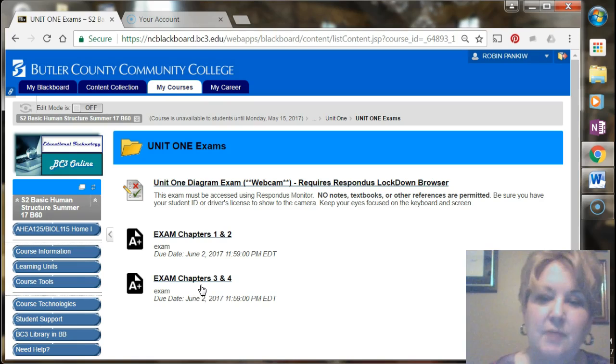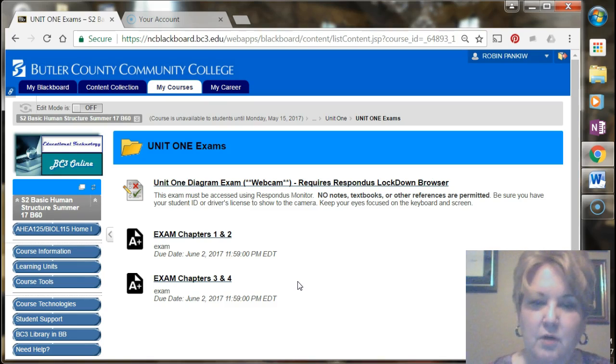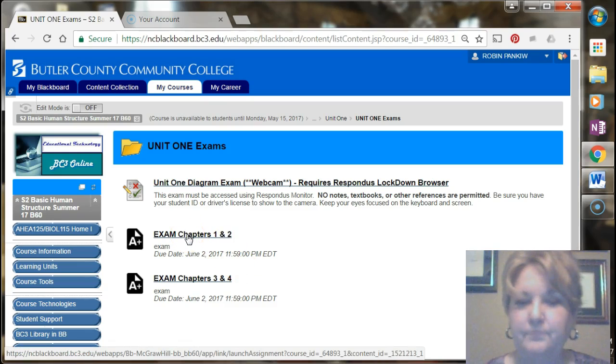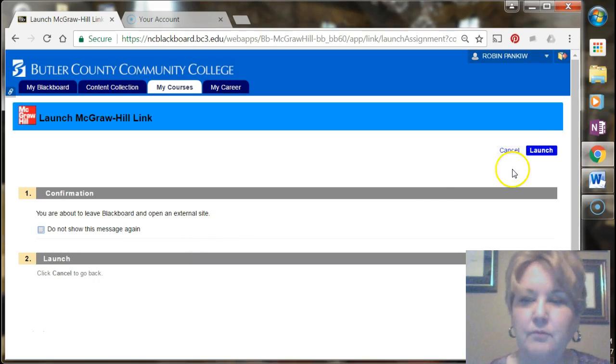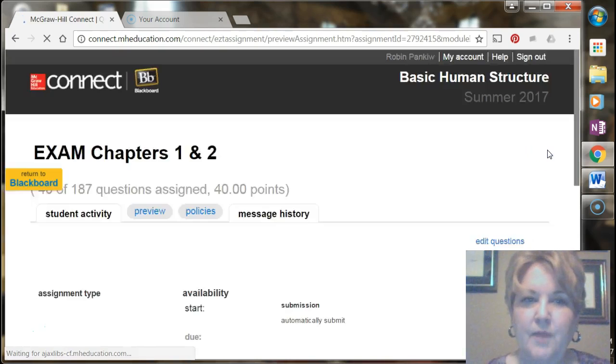The unit exams are going to be accessed by going to the Unit 1 exams folder. Of course, there'll be a folder like this in every unit. When you click on this, it will take you directly to Connect. So I'm going to take you to Connect now. You won't see exactly what I see because I'm going into it as an instructor, but it will ask you to launch, and you'll get into Connect.